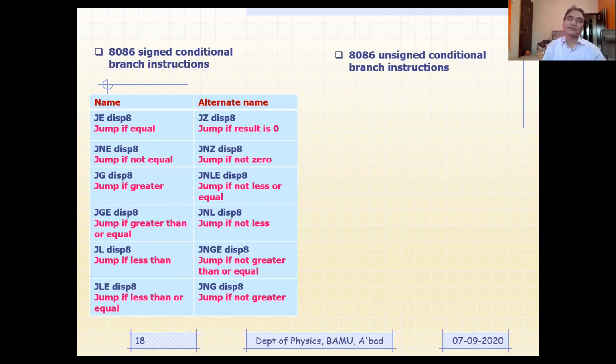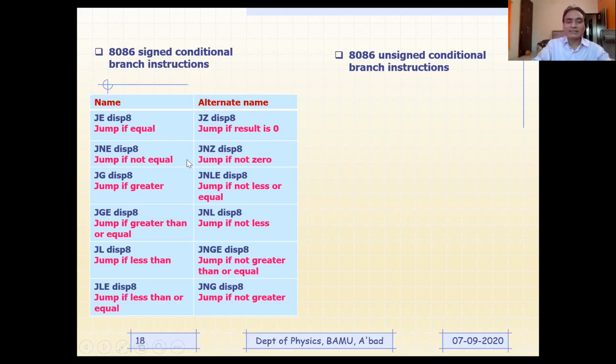So which flag is going to be updated? Compare AL comma BL means BL is going to be subtracted from AL. If both are the same, the result is going to be 0, so the zero flag is going to be set. So jump if 0, jump if result equal to 0. If those numbers are not equal, what will happen? The zero flag will not be set and the jump is not going to occur. So obviously it will go to the next statement.